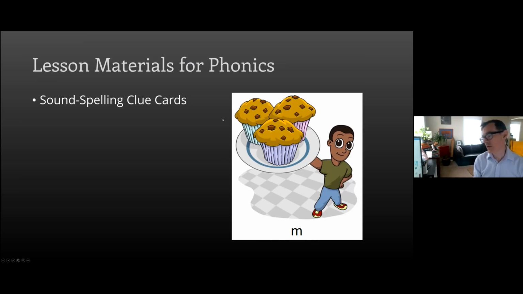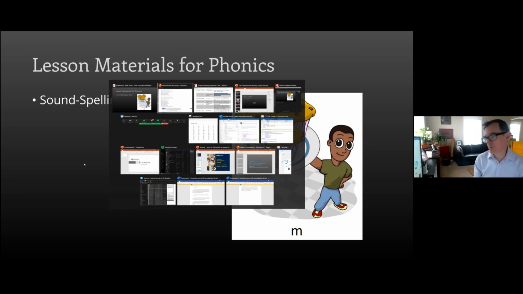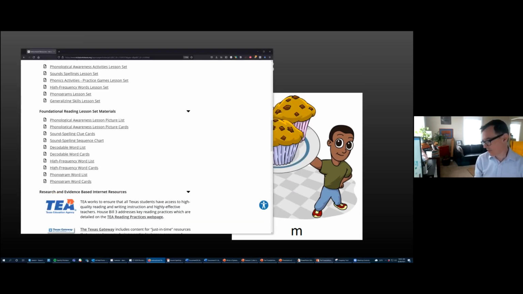So for every lesson, there's one of these. For all 40 some odd sounds in English, there is a clue card for each of those. And we spent a lot of time selecting the clue cards. You might not like all of them, and you might have questions about why we chose them. I'm happy to answer those questions or for you to disagree. For example, one that some people have already asked about is the one for I.